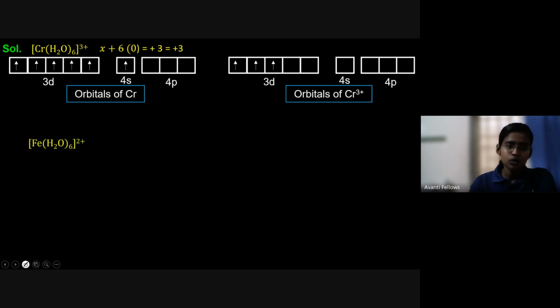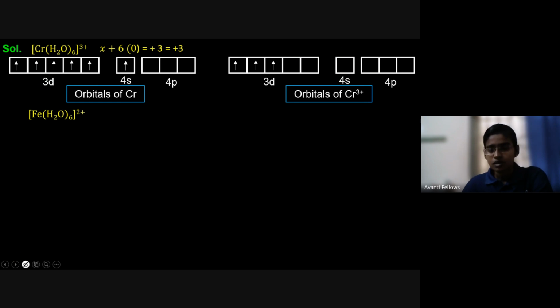Now I'll come to the next complex. Root 6? Root 6 you are getting? No, it is root of n into n plus 2, right? The n value is 3. So 3 plus 2 is what? 5. 5 into 3 is 15. Root 15 you will get. Not root 12. It is root 15. So root 15 is the magnetic moment value.